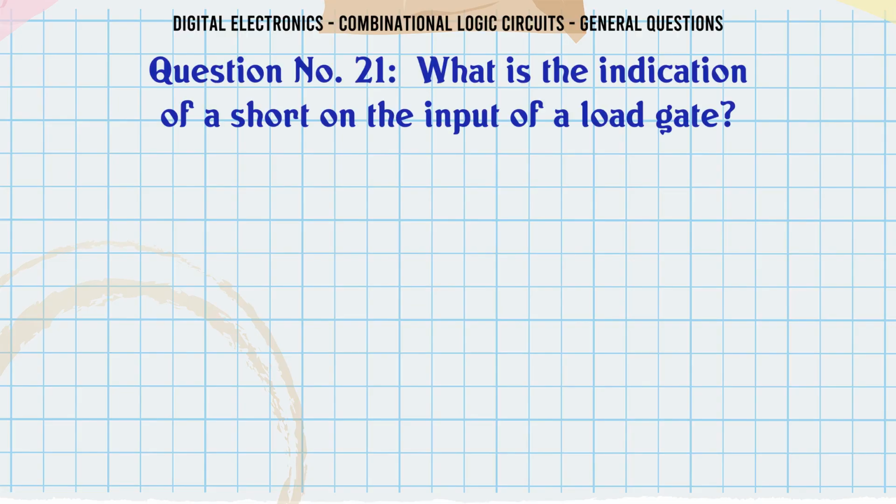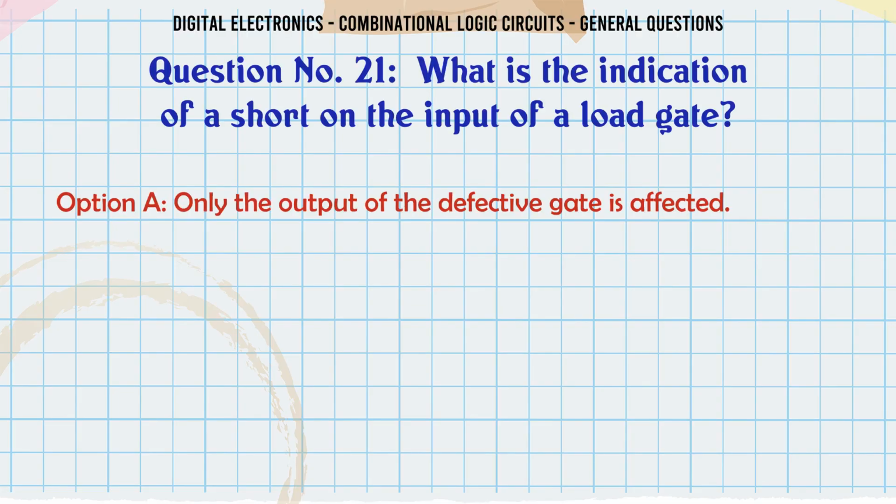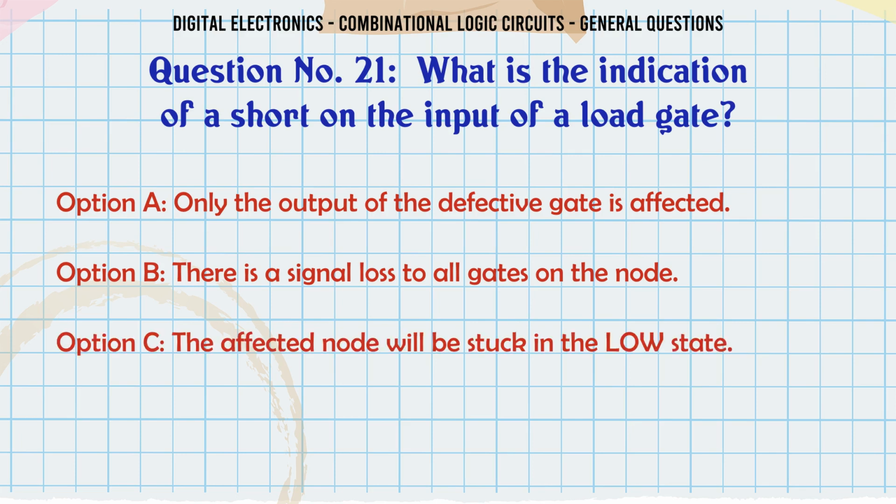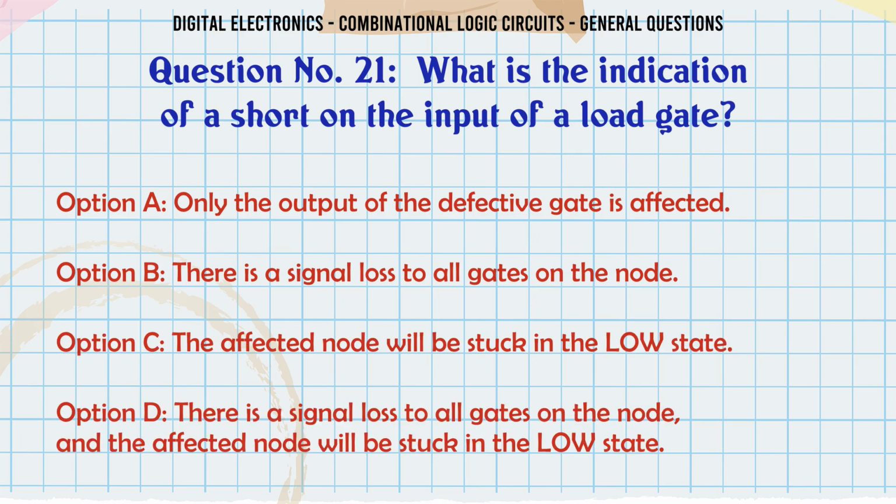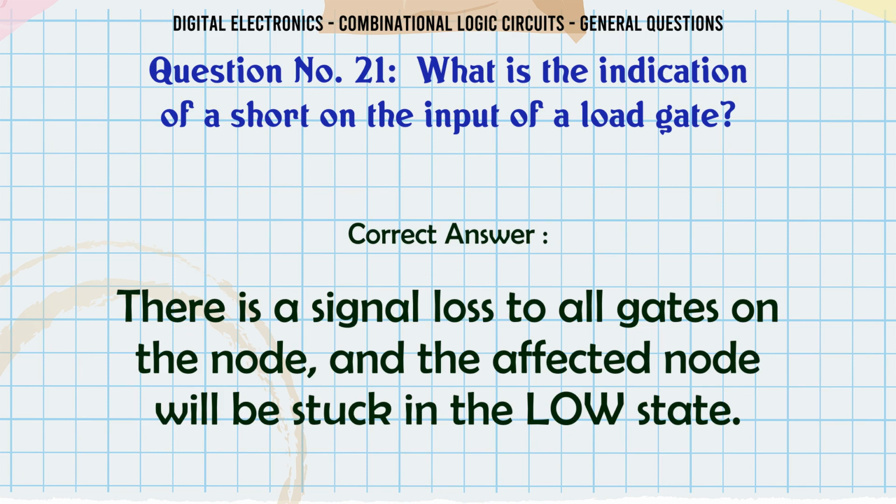What is the indication of a short on the input of a load gate? A. Only the output of the defective gate is affected. B. There is a signal loss to all gates on the node. C. The affected node will be stuck in the low state. D. There is a signal loss to all gates on the node and the affected node will be stuck in the low state. The correct answer is there is a signal loss to all gates on the node and the affected node will be stuck in the low state.